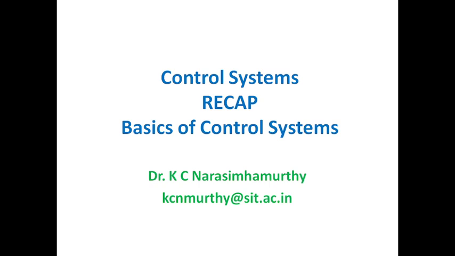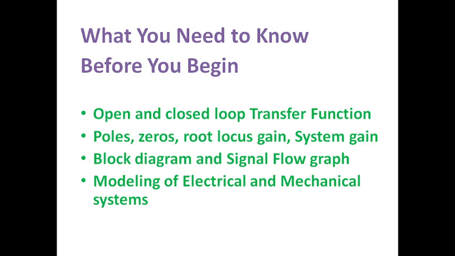So in this video we shall do a recap of the basics of control systems. Since we are starting with the basics of control systems, you should by this time be aware of open loop and closed loop transfer function, poles, zeros, root locus, gain and system gain. You should also know how we reduce the transfer function using block diagram and signal flow graph. We'll also be touching upon modeling of electrical and mechanical systems to find their transfer function.